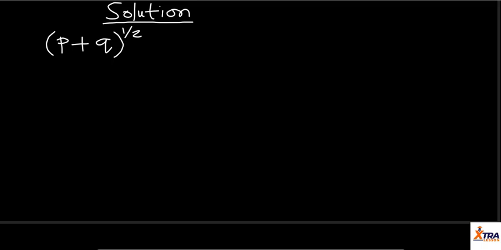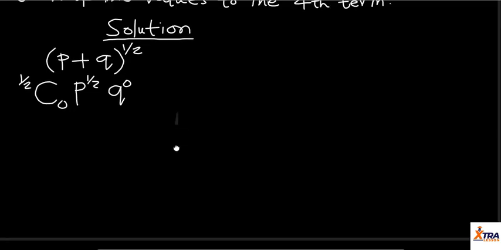use in the negative index, in the negative pattern. So that's the same thing we do here. We have a fraction as our power, which is 1 over 2. That will be our total power. So we have 1 over 2 combination 0, and then we have p raised to 1 over 2, and then q raised to 0 for our first term, because p will take the total power, q will take 0.